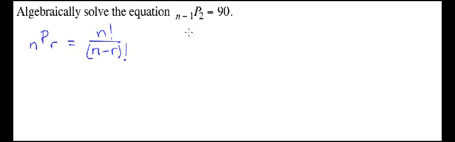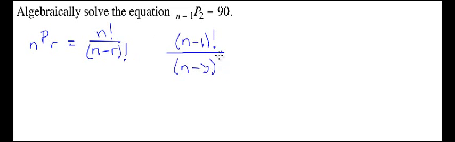This permutation is the left number factorial over the left number minus the right number. That's a total of n minus 3 after you subtract factorial. Sorry, that should be a 3. And that has to equal 90.